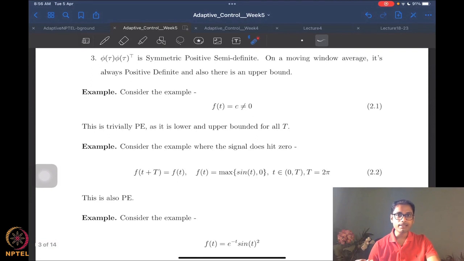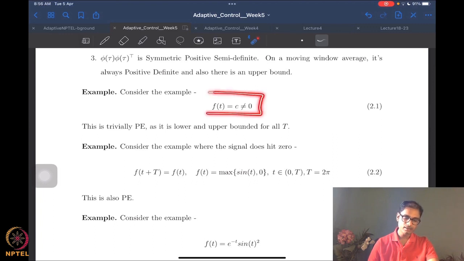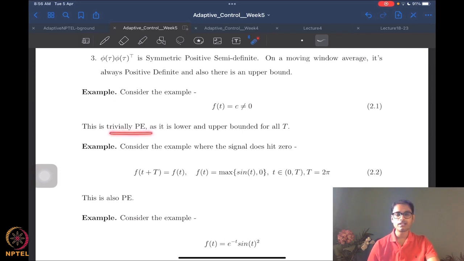All right. So let's look at some examples of what kind of signals are in fact persistently exciting. The first example obviously is a scalar signal. A lot of our examples are scalar signals, but you can construct the vector counterparts without too much trouble. The first very easy example is a constant signal. The constant signal is of course persistently exciting, obviously. Its lower and upper bounds will be exactly C, and therefore it is trivially persistently exciting.